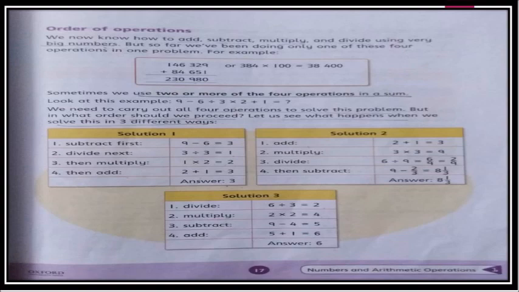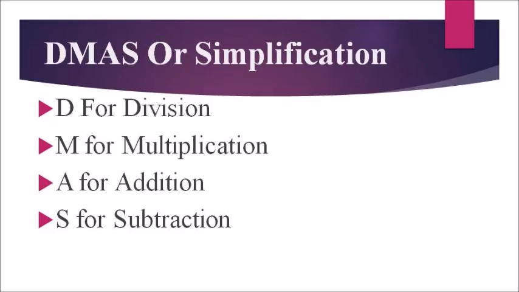Students, when we have two or more than two operations in one problem, DMAS rule helps us to solve them. As I told you, DMAS rule is called simplification rule as well, and simplification means to make something easy. Here in DMAS rule, D stands for division, M stands for multiplication, A stands for addition and S stands for subtraction. We have to follow this rule while solving the question. Whatever the operations are given, you have to divide first, then multiply, then add, and then subtract. Now move to the question.